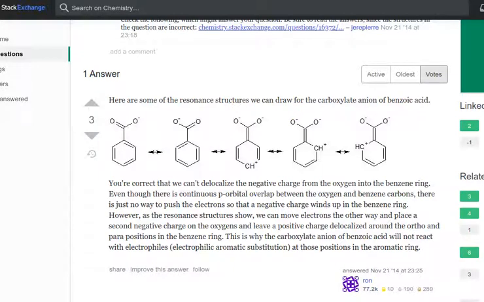They give a good explanation of how the carboxylate anion of benzoic acid is involved in resonance. So the negative charge on the oxygen cannot be delocalized, but you will see that it can donate to the conjugated system of the benzene. It can donate a pi electron to the carbon and can accept a positive charge, and you see how the positive charge is revolving around the benzene ring.